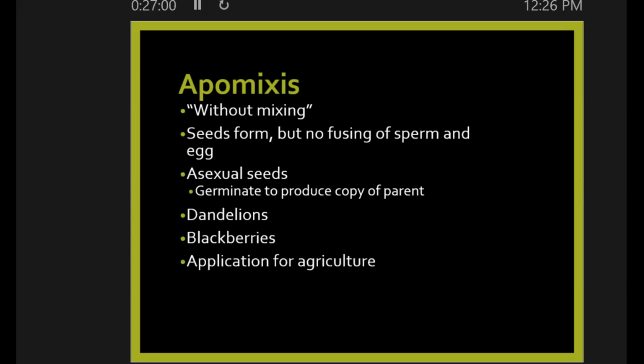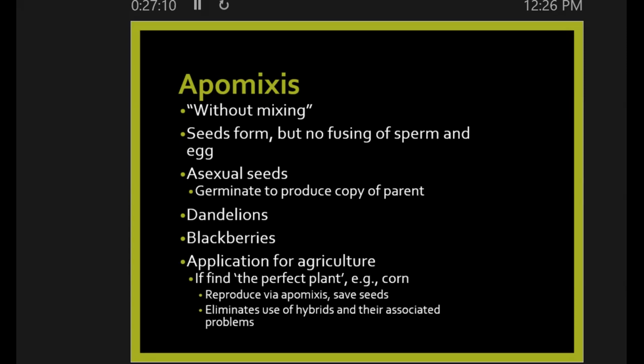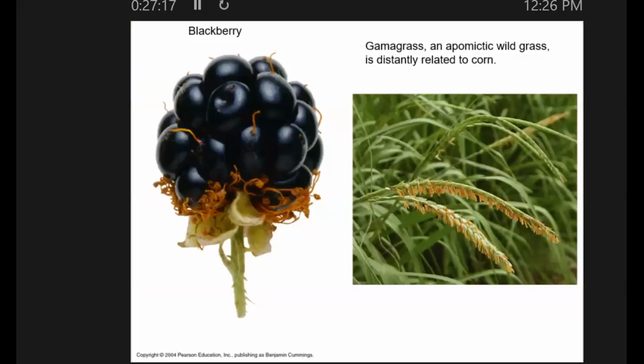Blackberries do this naturally as well. And so they're thinking, if we can get this to happen naturally, this would be a great idea. Looking at it, they're getting into it, and that story is to be continued. I'm sure they'll come up with some interesting ideas. Blackberries are known to do it. Gamma grass is a wild grass distantly related to corn. Corn is a huge commodity crop, so they're looking at gamma grass to see if they can somehow figure this out and then do it to the current modern corn that we have in production.